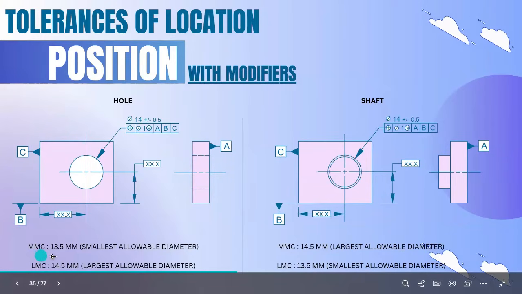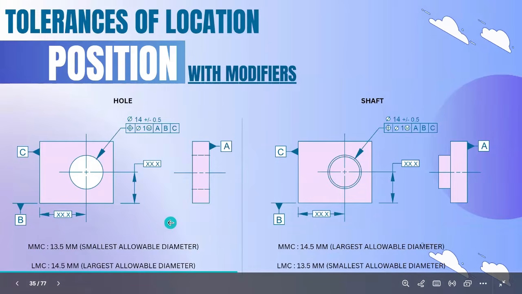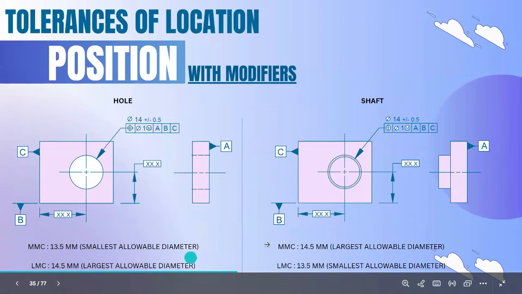Here MMC is 13.5. For a hole, the smallest allowable diameter will be the MMC, because when the hole gets smaller, the material is added. So in a smaller hole, the material will be at maximum, so it will be MMC. In LMC, it is opposite. When the hole gets bigger, the material is reduced, so the material will be in least condition. So for LMC, the largest allowable diameter will be the LMC.